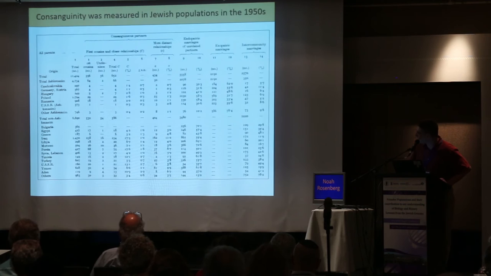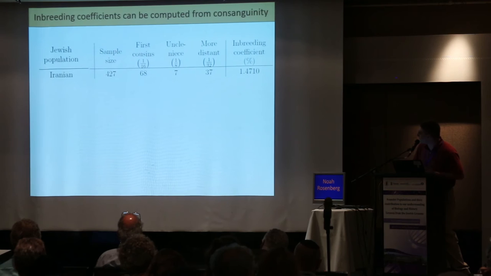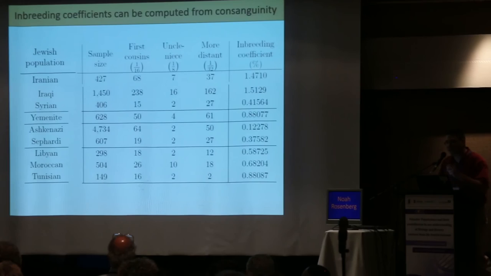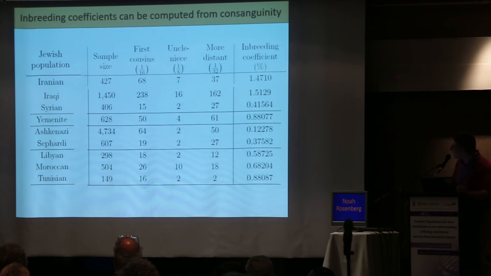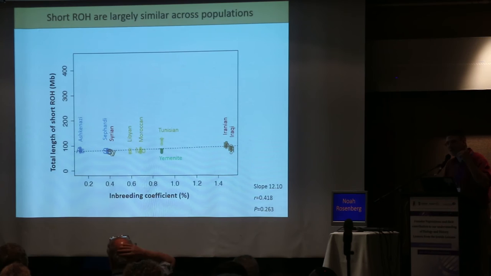Okay, so we computed the inbreeding coefficients from the levels of consanguinity just using the types of relationships that were tabulated, and as an example, for one population, first cousin marriages, uncle niece marriages, and then more distant relationships, we get an estimate of an inbreeding coefficient for each population, which is an overall measure of consanguinity, and do that for each of the populations that overlap between the data collected by their own. And then we can compare the inbreeding coefficients to the levels of homozygosity. And first I'll show the shorter runs of homozygosity, which, as I've said, reflect ancient migrations rather than consanguinity. And you can really see that in the plot.